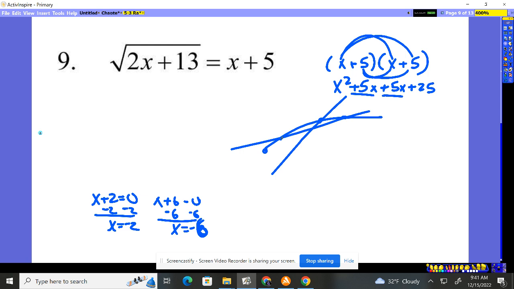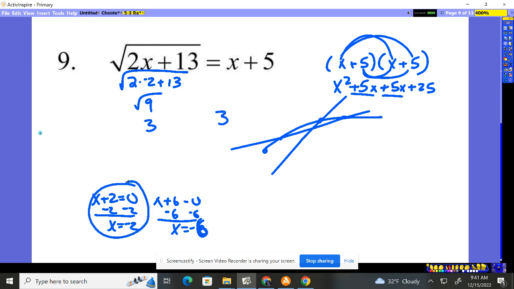Let's plug in negative 2. 2 times negative 2 plus 13. That's negative 4. Negative 4 plus 13 is 9. So this is the square root of 9, which is 3. Over here, when we plug negative 2 in, negative 2 plus 5 is 3. Negative 2 works. Awesome. Negative 2 is one of our solutions.